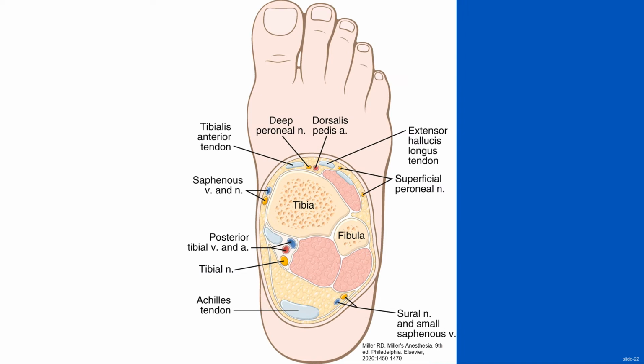When scanning for the posterior tibial nerve, the probe should be applied to the posteromedial aspect of the ankle near the medial malleolus. You will see a cross-section of the bone, the artery, and the nerve. We will see this in the next video.